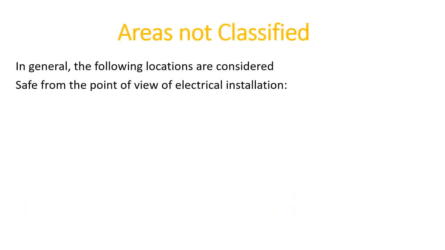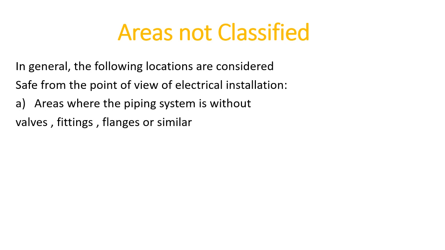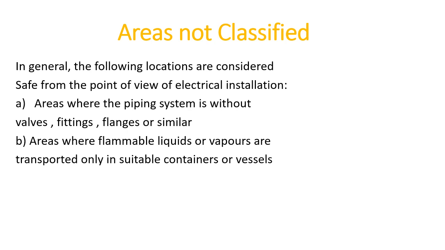But there are some areas which are still not classified, the unclassified areas. These are areas where the piping system is without any valves or fittings or flanges. If a piping system is without any fittings or flanges, it is normally a straight run of pipe, so there is no chance of any leakage, or the chances of leakage are very minimal, so we do not categorize that area.